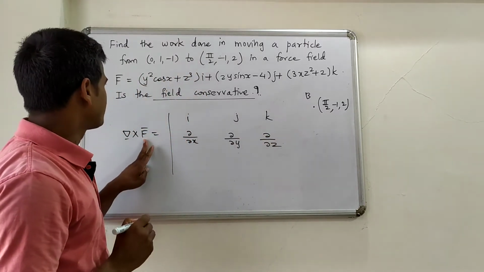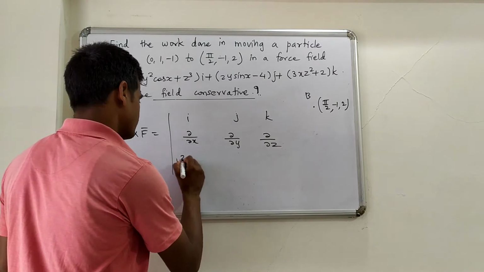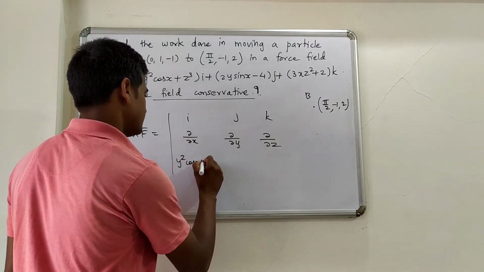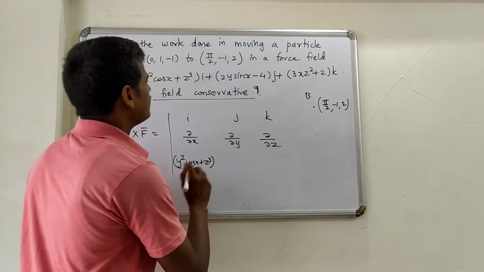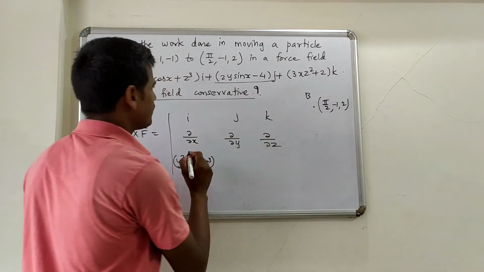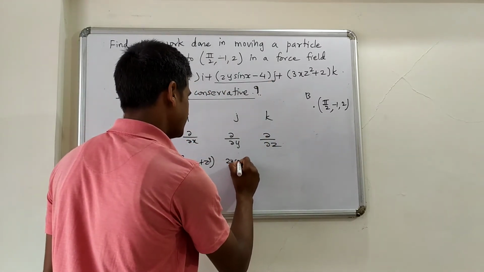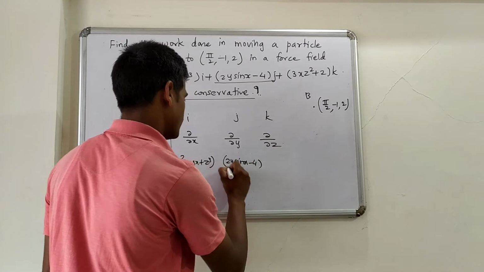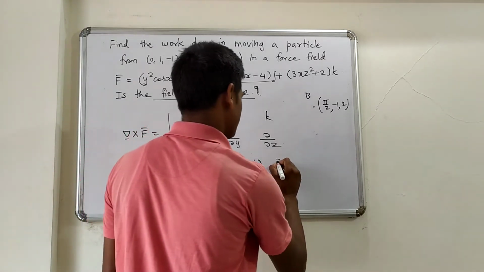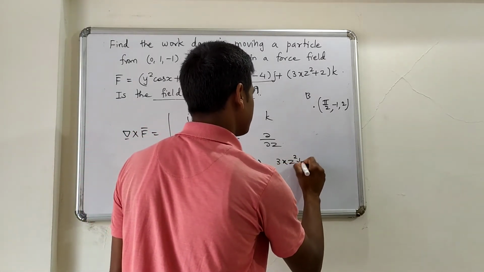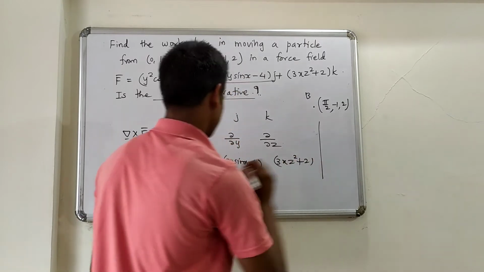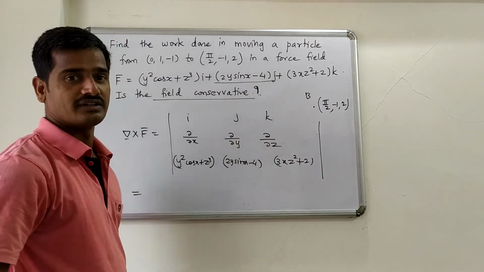What are the components of F bar? It is y² cos x + z³. What is the second component, F2? 2y sin x - 4. And what is the third component? 3x z² + 2. So let us solve this determinant.